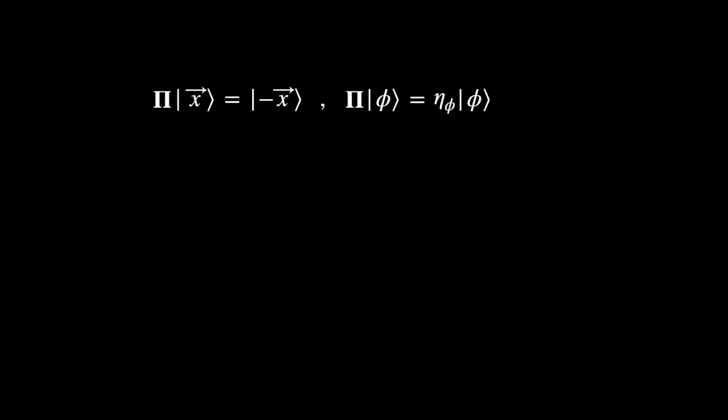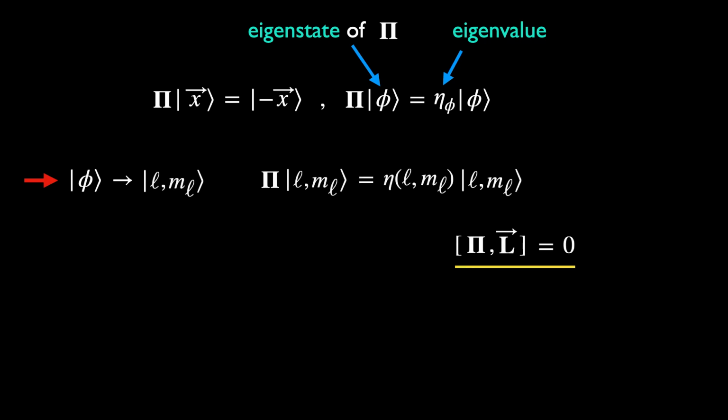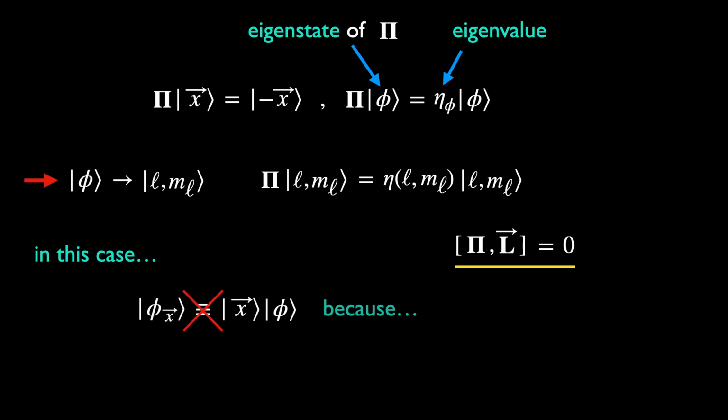Since the state phi is invariant under parity, it is therefore an eigenstate of pi, and eta phi can then be seen as the associated eigenvalue. An example would be the eigenstates of orbital angular momentum. But note that in this case, it would not be possible to express this as such a product state, since the orbital angular momentum and position don't commute, and so could not share eigenstates. Phi would then have to be the eigenstate of some other parity invariant observable, but this is just an example.